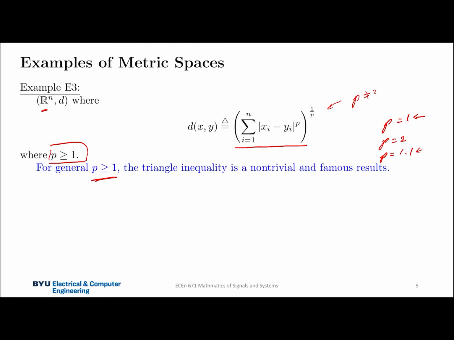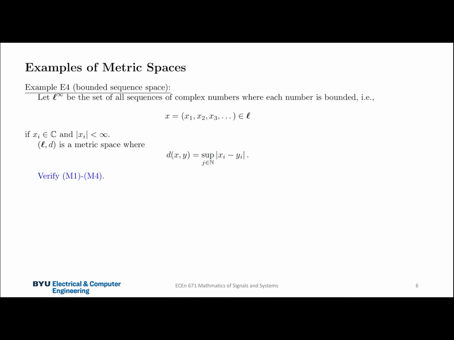We'll talk a little bit more about this when we get to norm spaces, because this metric actually is a norm. So when P is equal to infinity, then this d of x, y becomes the maximum, i equals 1 up to n, of the absolute value of xi minus yi, as we'll see. And we can show, again, that this satisfies the triangle inequality. So this is a metric space with that particular metric.